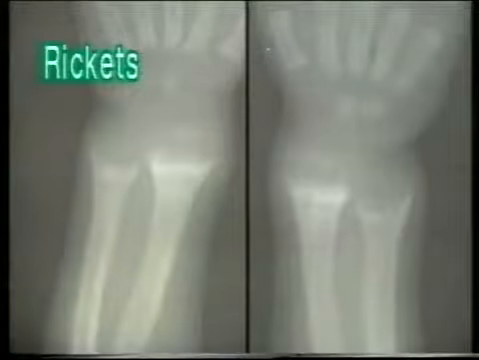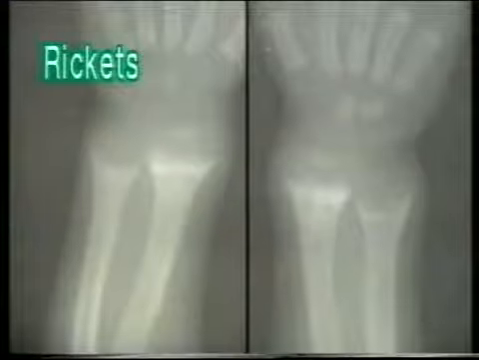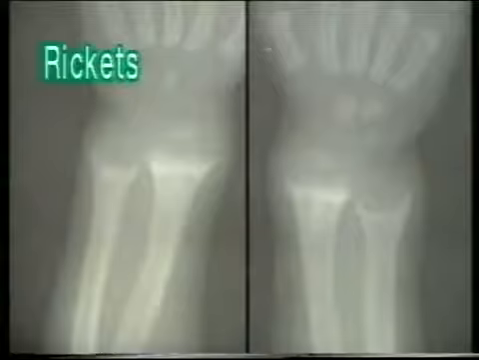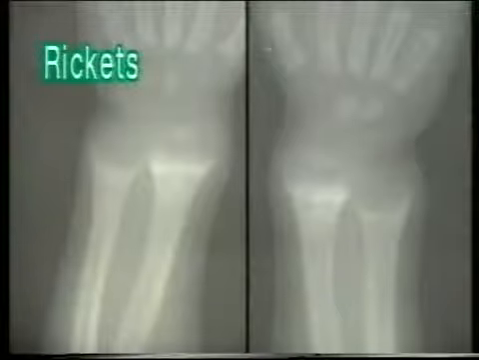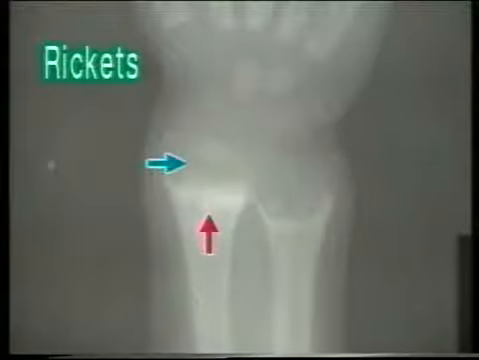This is an X-ray of the wrists of a child with rickets. The wide and cup-shaped metaphysis can be identified from a distance, and note the soft tissue widening caused by the widened metaphysis. Now here, note the increased distance between the epiphysis and metaphysis, shown by the blue arrow. This is a widening of the growth plate.